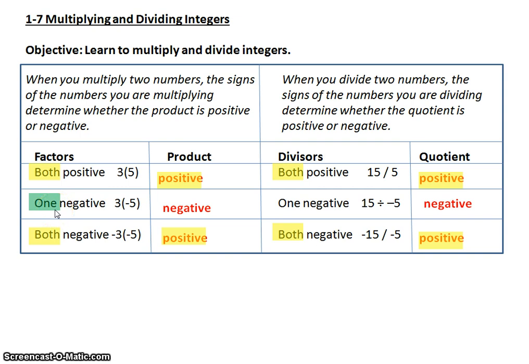If just one of our numbers is negative, our product will be negative or our quotient will be negative. So both numbers positive, both numbers negative, our answer will be positive. If only one is negative, then our answer will be negative.